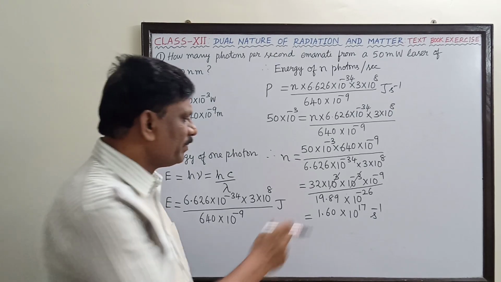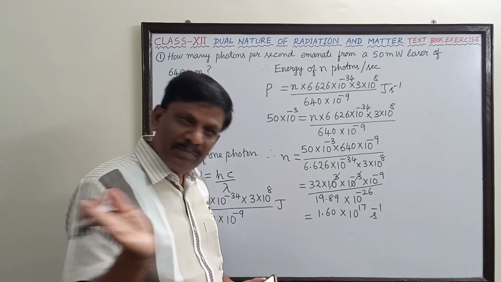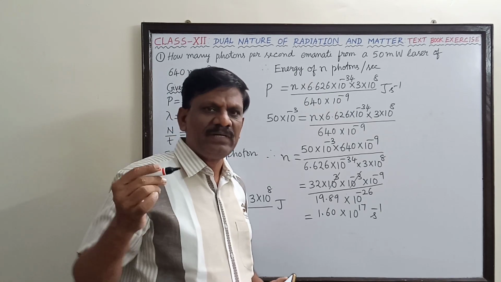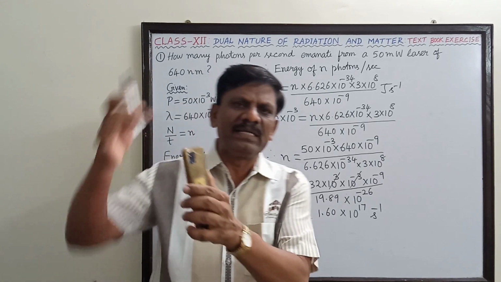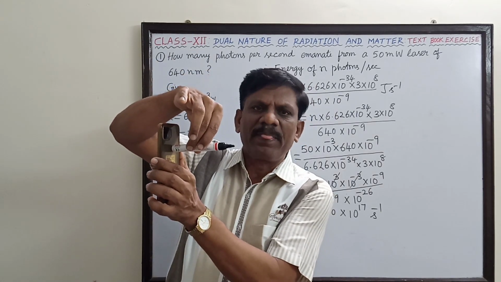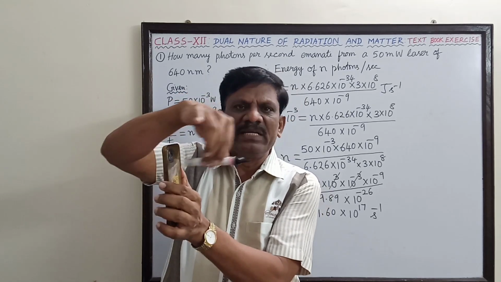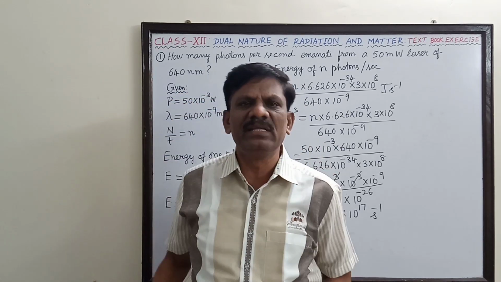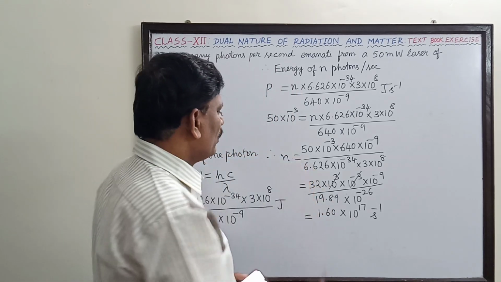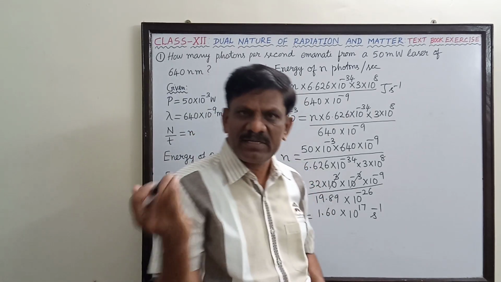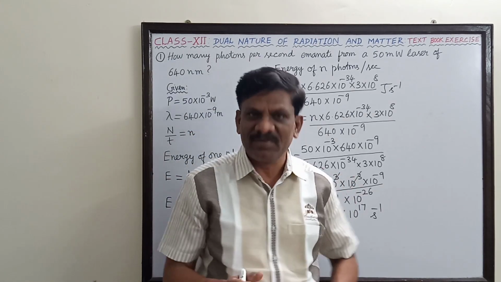In 1 second, this many number of photons are getting emanated. Emanating means, what is the meaning of the word? I will tell you. Emanating means coming perpendicular from any metal surface, ejected perpendicular to any surface. So 1.6 into 10 power 17 photons are ejected in 1 second. I hope you must have understood well. Fine.